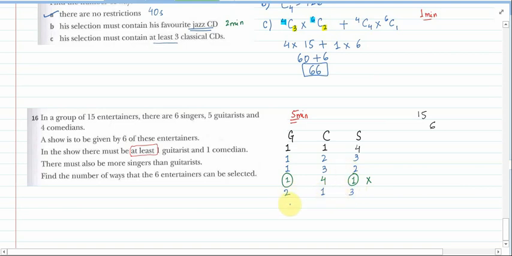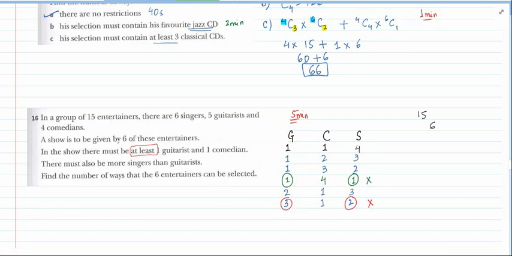I can say that it's 3 guitarists and 1 comedian, because it must be at least. And singers, how many singers must it be? It must be 3 singers, right? To make a total of, no, not 3. It must be 2 singers, so that the sum equals 6. But now this is not our condition, because the singers are fewer than guitarists. That is not the condition.